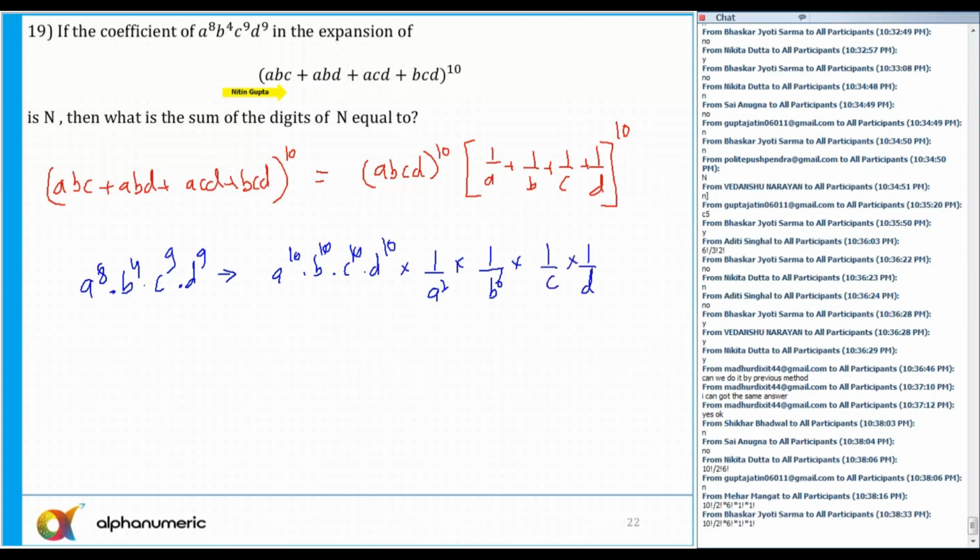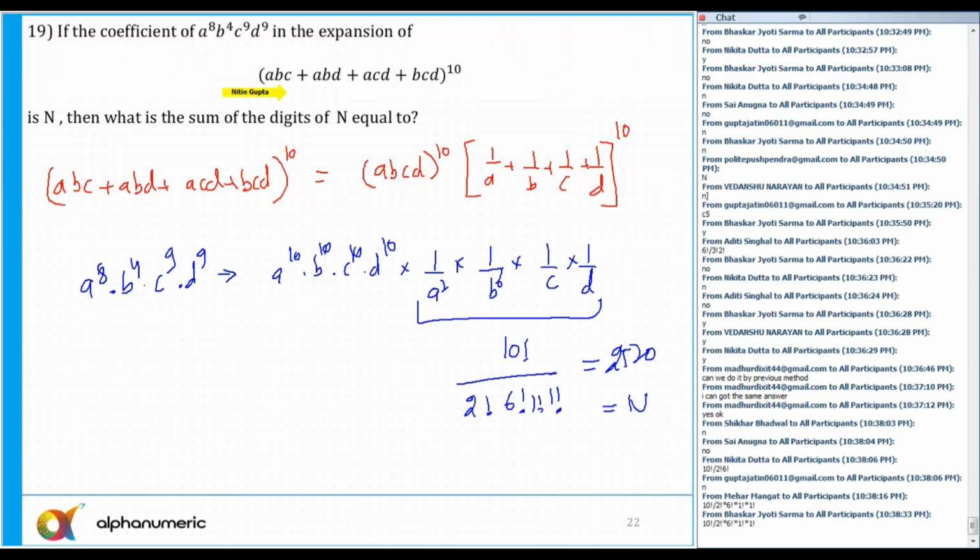So what is the answer? Factorial 10 by A square 2 times, so 2 factorial, B 6 times, so factorial 6, and factorial 1 into factorial. So if you solve this, this will be 2520. This is the value of n. And the question is, what is the sum of the digits of n?